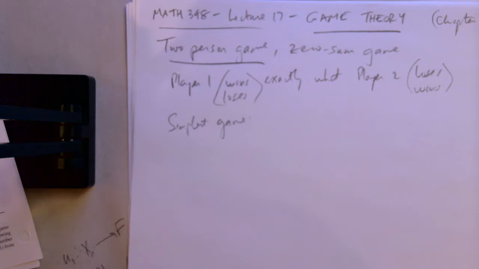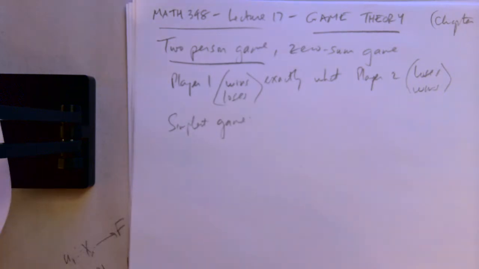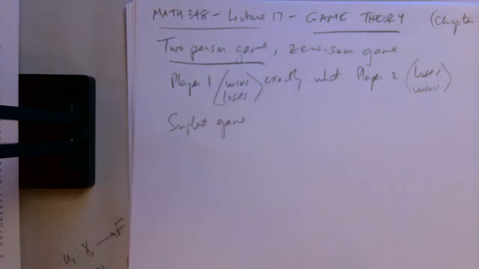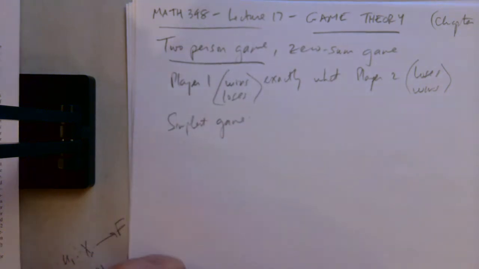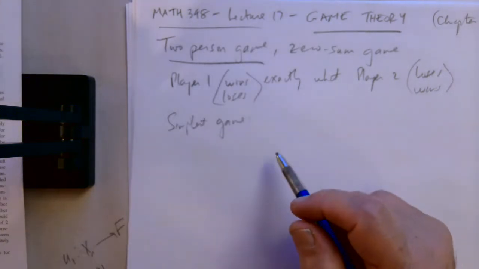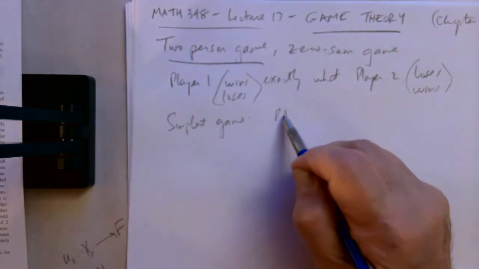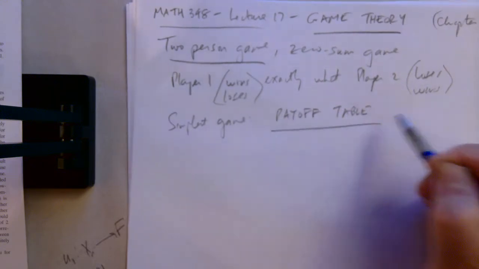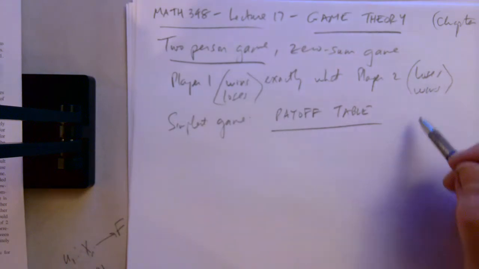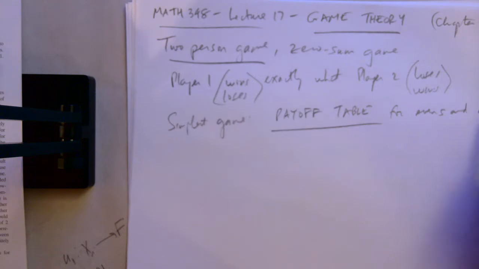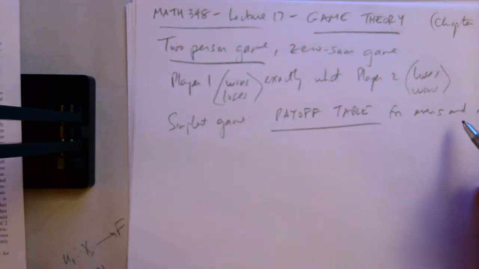You can also think of this in terms of you put out one or two fingers and you add up the number of fingers that are out there. It's either an even or an odd number of fingers. If the sum is even, player one wins. If the sum is odd, player two wins. And the way we describe this is by writing down a payoff table. So for this game of evens and odds, a payoff table looks like the following.